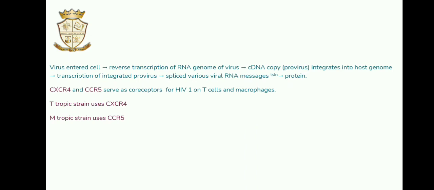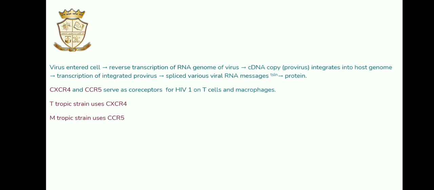The steps in HIV infection are represented as a flowchart shown on screen. The virus enters a cell, then reverse transcription of the RNA genome of the virus occurs. The provirus integrates into the host genome, that is integration of provirus, then transcription of the integrated provirus occurs, and various viral RNA messages are spliced. The last step is that RNA is converted into protein by translation.